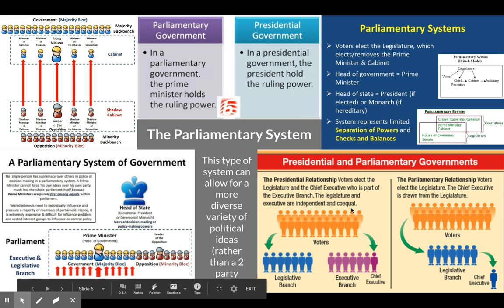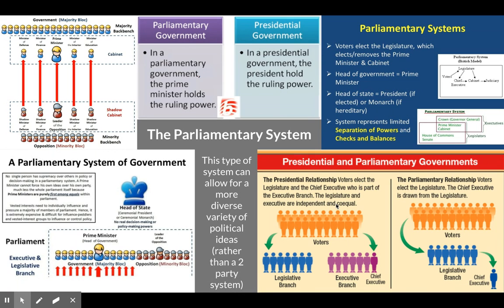So I think it's really interesting. The type of system can allow for more diverse variety of political ideas. Remember, in the United States, we have lots of different political parties, but just two main ones. And in other countries, they can have multiple political parties that still have a say. And in some ways, it's more democratic. In the United States, we kind of get locked into this either or. I either got to vote for Donald Trump or Joe Biden in the 2020 election. Now, there's other people on the ballot, but everybody knows they're not going to win. It's like throwing your vote away in some ways.